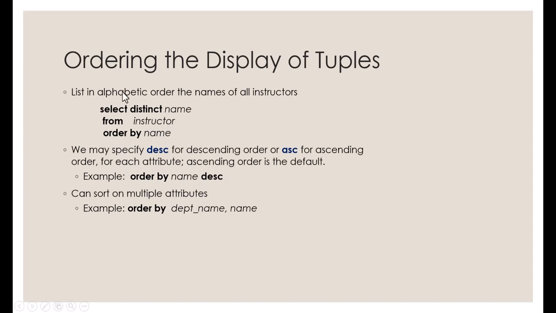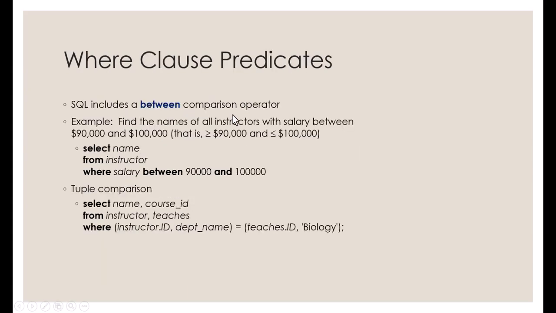So whatever you see in bold are going to be all keywords. So we're selecting distinct name from instructor order by name. So we have distinct here because if we didn't, all the duplicated names will be displayed. So you may see the same name more than twice. Okay, so if you want to get rid of those, you just use the word distinct.